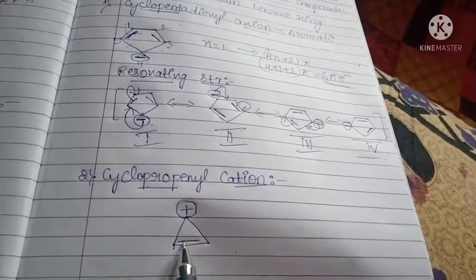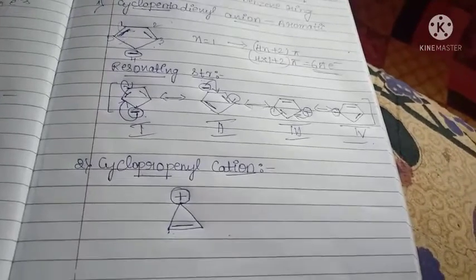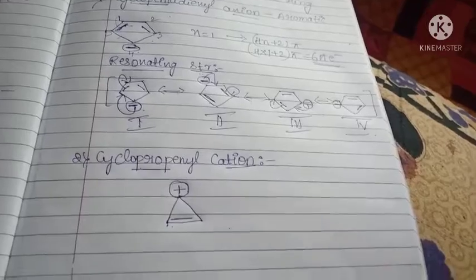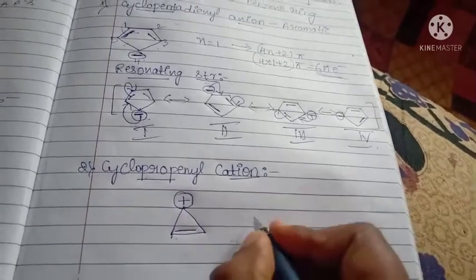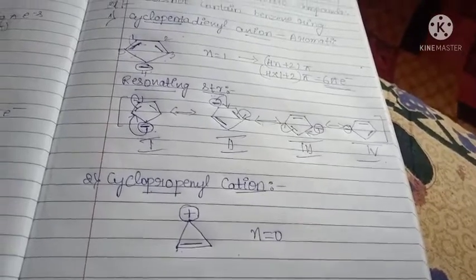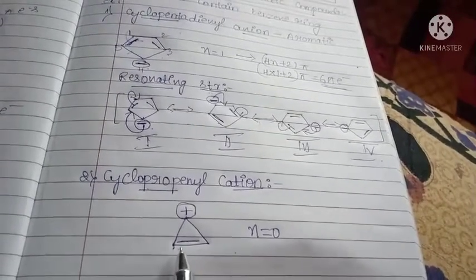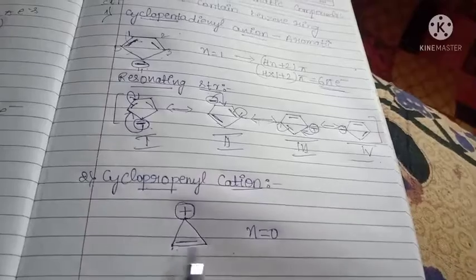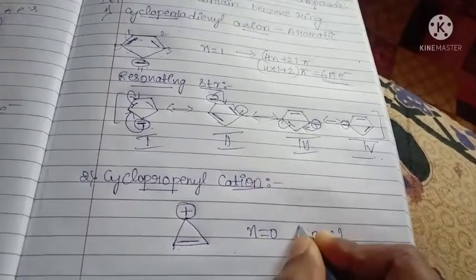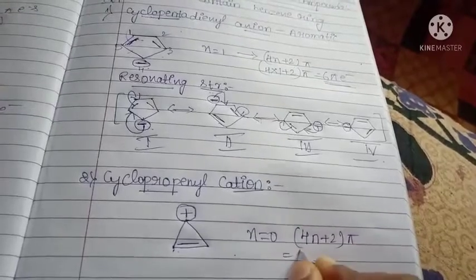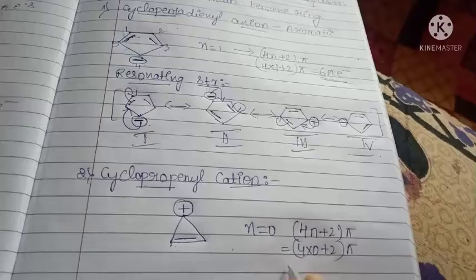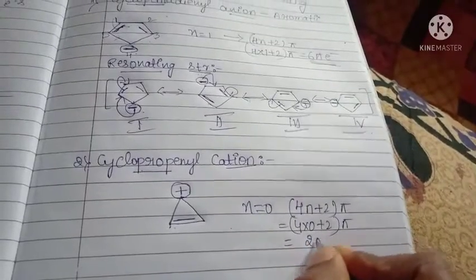So here you have to observe that first we have to know whether it is aromatic or non-aromatic. Here it contains 1 pi bond, so n is equal to 0. If it contains 2 pi bonds, we write n is equal to 1, but here it contains 1 pi bond, so n is equal to 0. So then 4n plus 2 is equal to 4 into 0 plus 2, which is equal to 2 pi electrons.